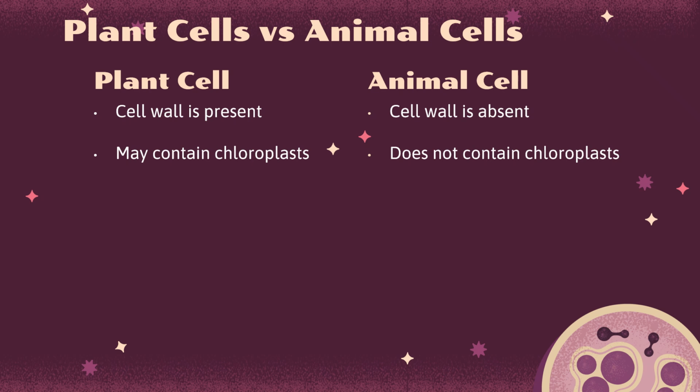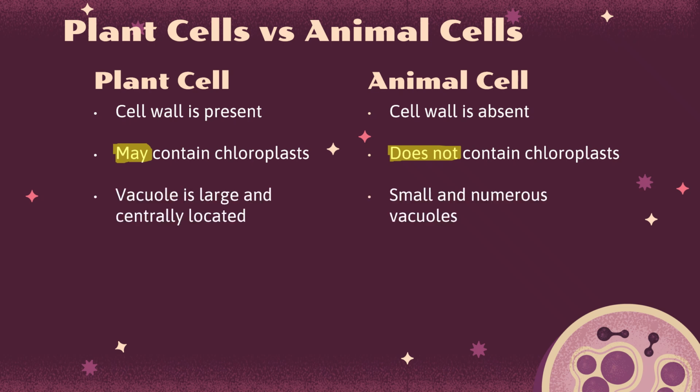Now, the comparison of chloroplast, right, it's a little bit tricky. You must learn how to write properly, okay? So for plant cell, right, the best way to describe is that they may contain chloroplast because not all plant cells contain chloroplast. Using the words "may contain chloroplast" enables the marker to know that you know that not all plant cells contain chloroplast. On the other hand, animal cells do not contain chloroplast. This is pretty straightforward.